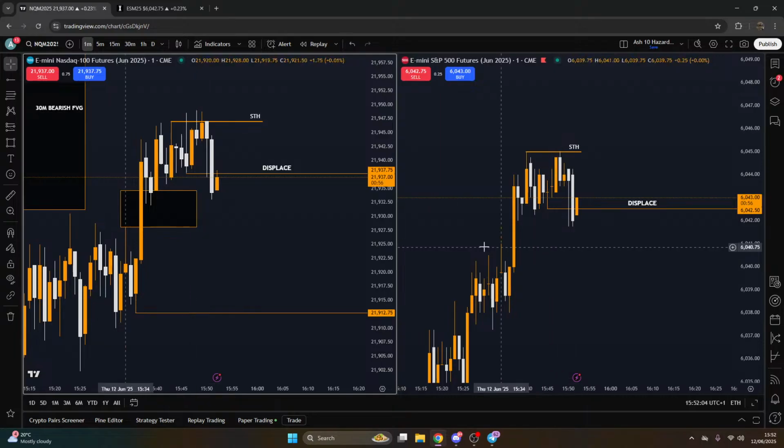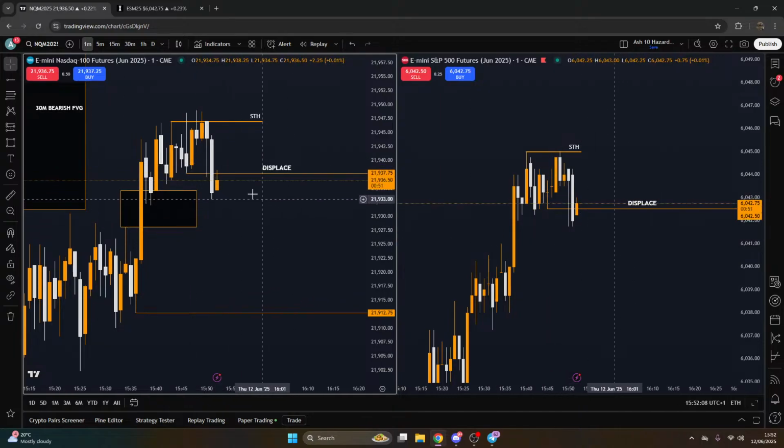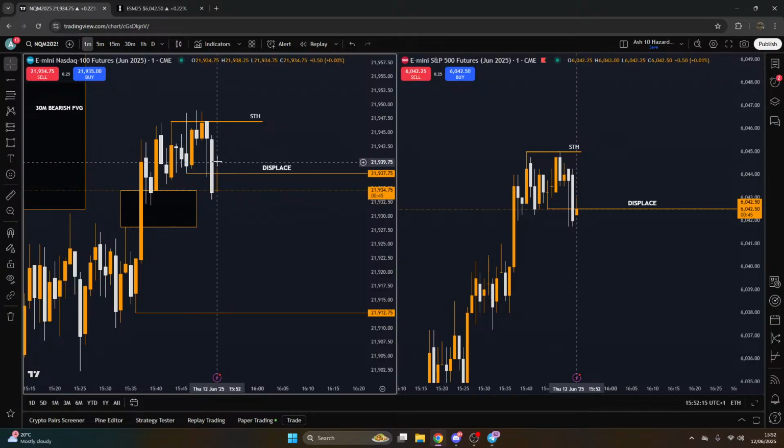Okay, so we have got a displacement. However, we have no fair value gap to enter off of. So if we had come lower and we had a gap here, this would be a valid short because we have a mitigation paired with a fair value gap, but this gap got closed up. There's no gap on the ES. There are no trades to take here.